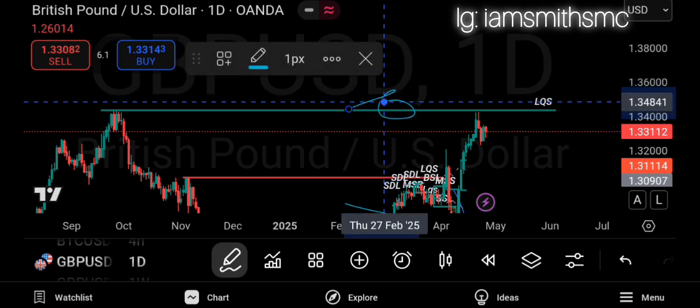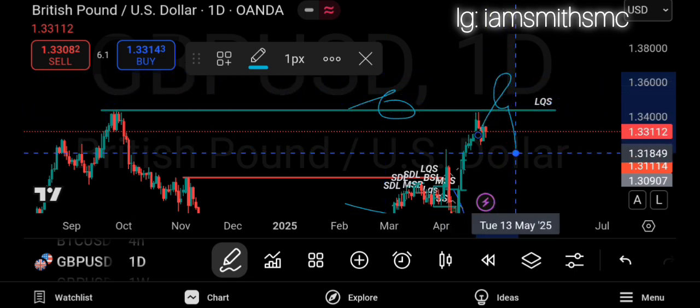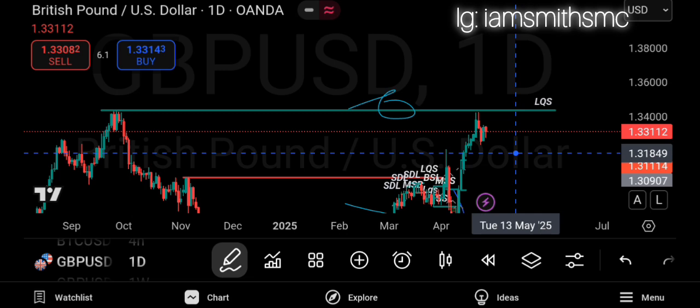What I'm looking at for GU this week is for it to continue upward, to sweep this particular level before it starts going down. So that's what I'm looking for GU to do this current week.